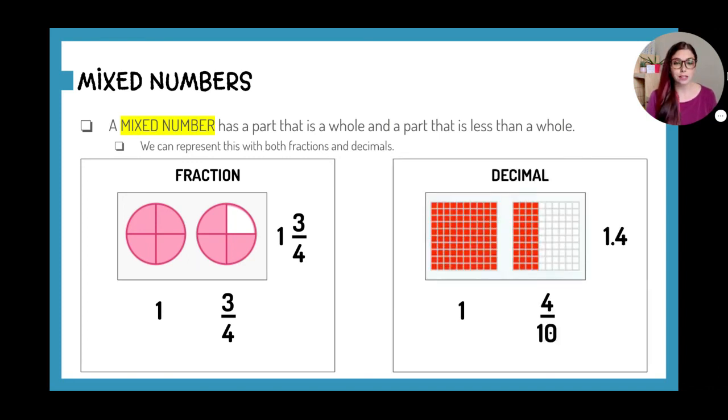What does it look like as a decimal? So here again, two pictures. I have one whole colored, you can see that with the red, and then I have 4/10 colored in the next shape. So if I put my one whole together with my 4/10, I can represent this as a decimal as well. And I would say it is 1 4/10 with the decimal in between my two numbers there.